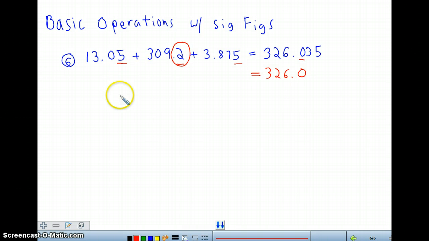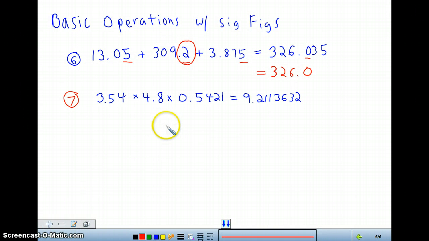So one more time, just to be clear, the first step is identifying the rightmost sig fig in each number involved in the addition and or subtraction. Once identified, we must look at which place value of which number is the leftmost of all of those. That's as far as we're allowed to take our answer.